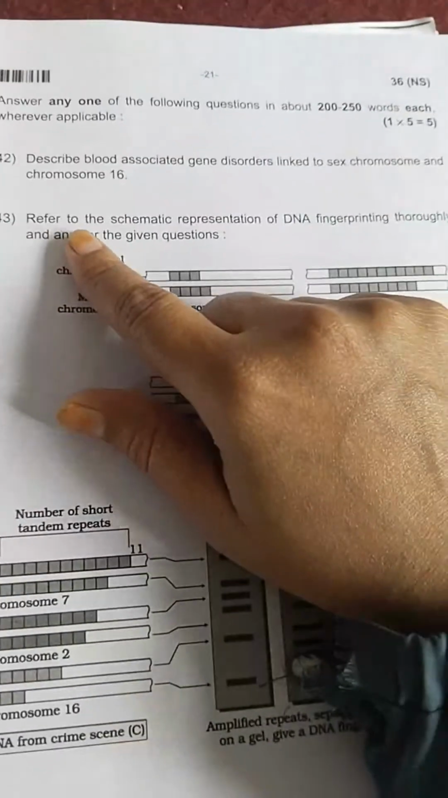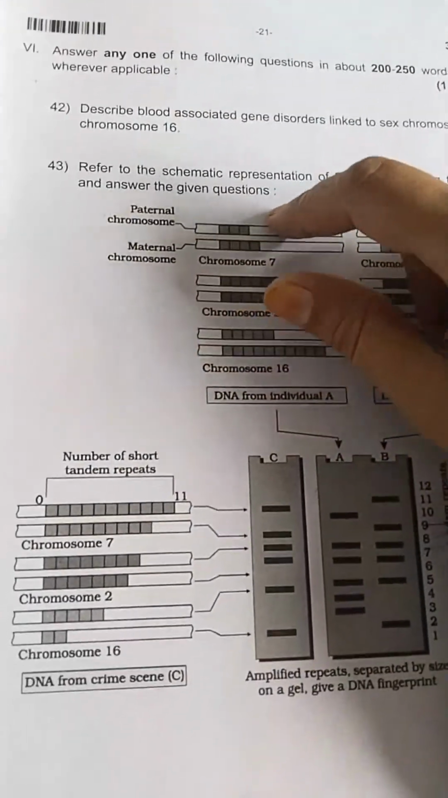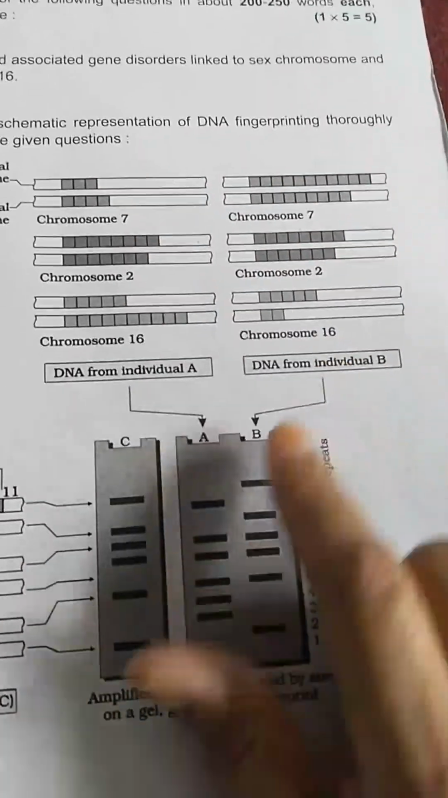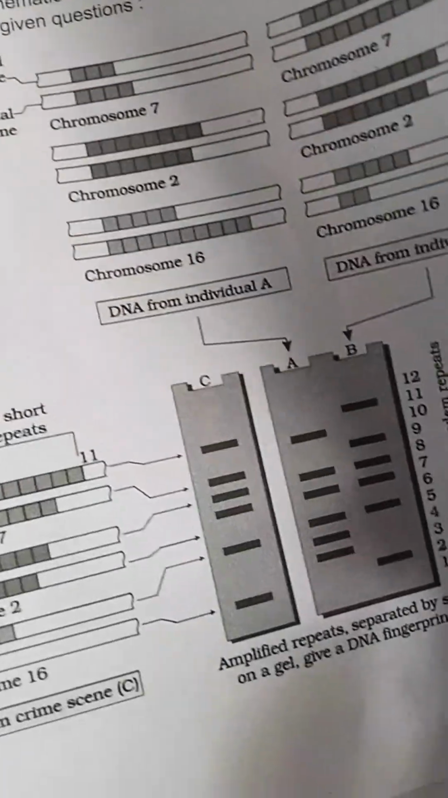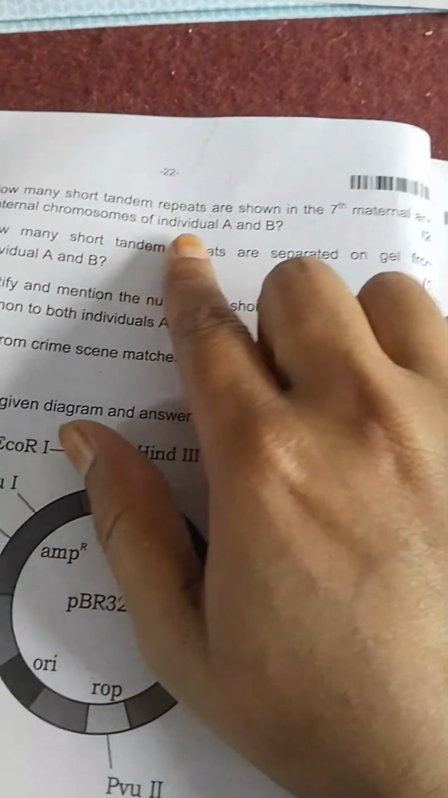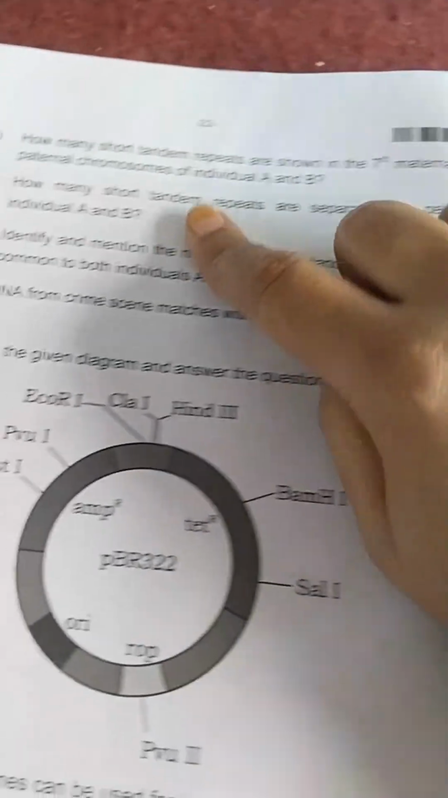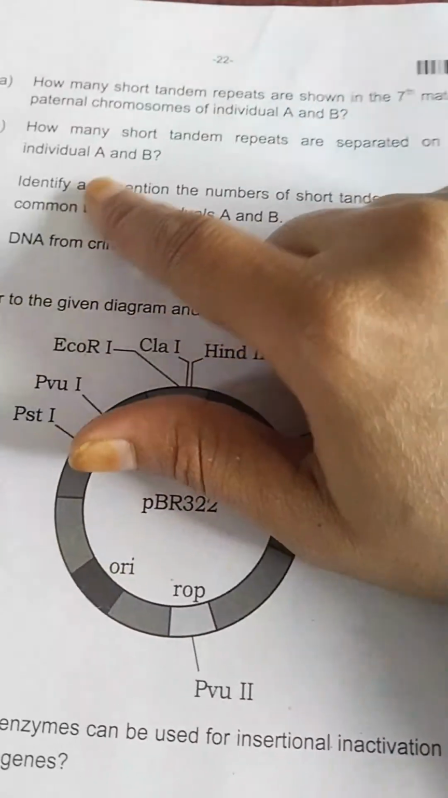Next is: refer to the schematic representation of DNA fingerprinting thoroughly and answer the questions. First we need to go through this diagram. After that we have the questions here. How many short tandem repeats are shown in the 7th maternal and paternal chromosome of individual A and B? We need to answer by looking at that diagram.